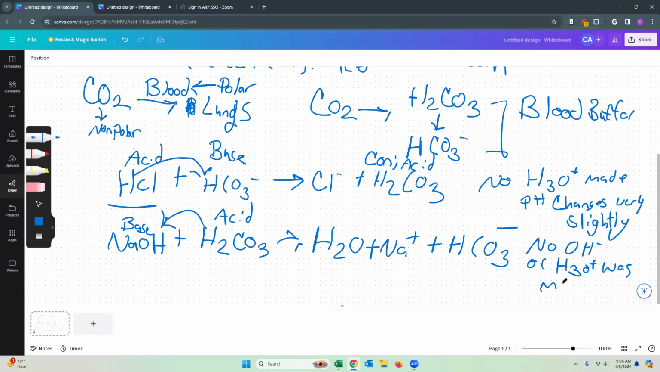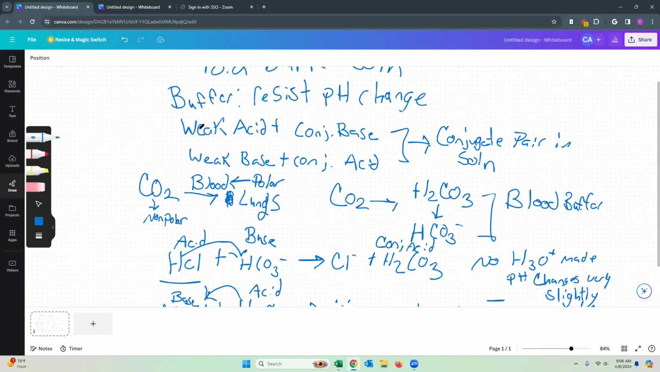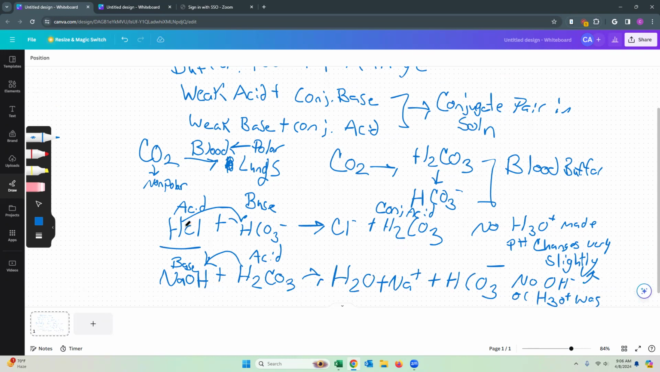So again, pH would only change very slightly. pH would still change, but it would be very small. So this is showing you how a buffer works. Again, to recap, a buffer is made out of its weak acid plus conjugate base. It's a conjugate pair in solution, and it works by neutralizing any acid or any base that is added.